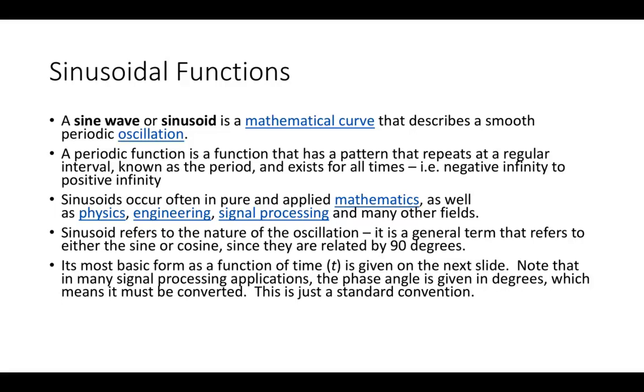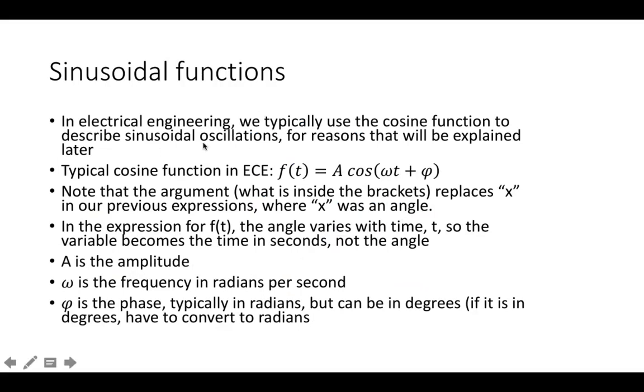In its most basic form it is a function of time, as given on the next slide. We want to look at the form, and then talk about a couple of things. Specifically, a lot of times in signal processing, you have within the sine function or the cosine function both degrees and radians. This is just a historical thing. In electrical engineering, we almost always use the cosine function to describe sinusoidal oscillations. This is for both mathematical and historical reasons.